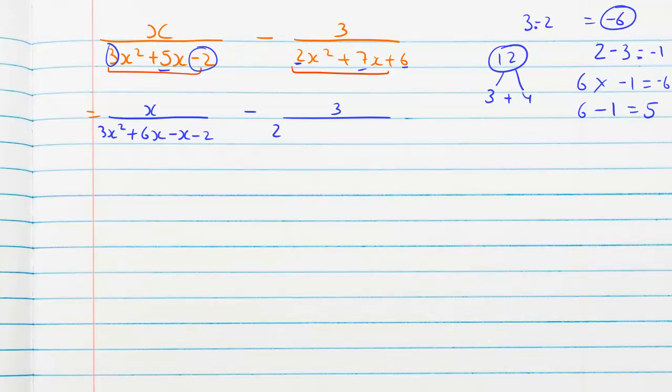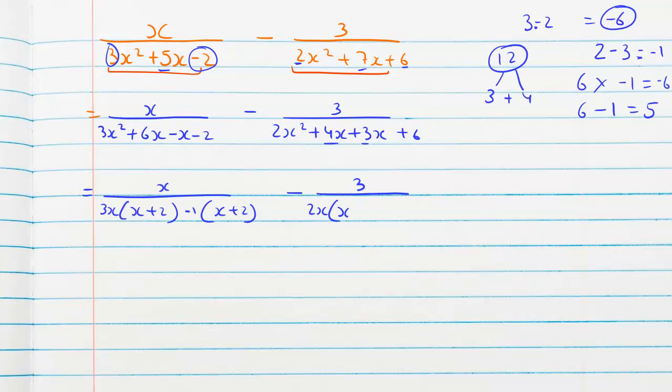Okay, so we will rewrite this equation like so: 2x squared plus 4x plus 3x, because these are our two numbers, plus 6. Now we will simplify them further. Here we will take common 3x. Inside we'll have x plus 2. Then we will take common negative 1. Inside will be x plus 2, with a minus sign. Then we have 3 over, we will take 2x as common. We will have x plus 2. Then we have plus 3, and inside will be x plus 1.